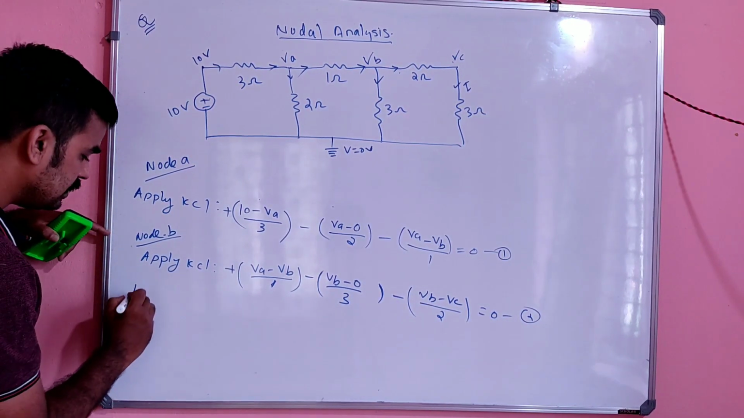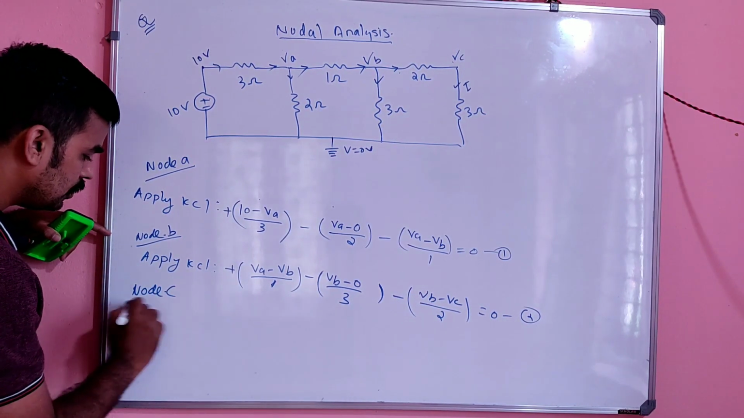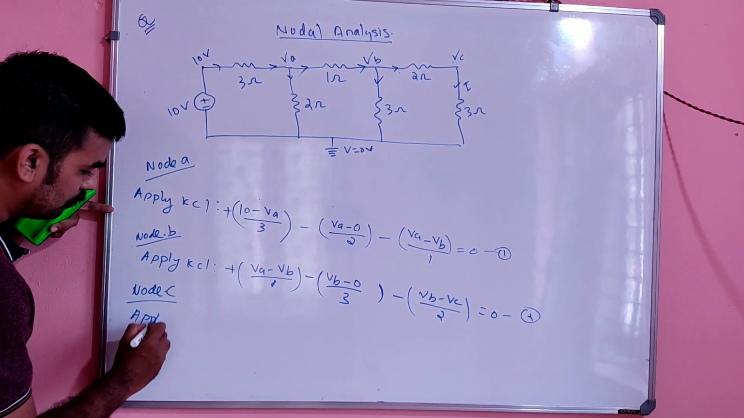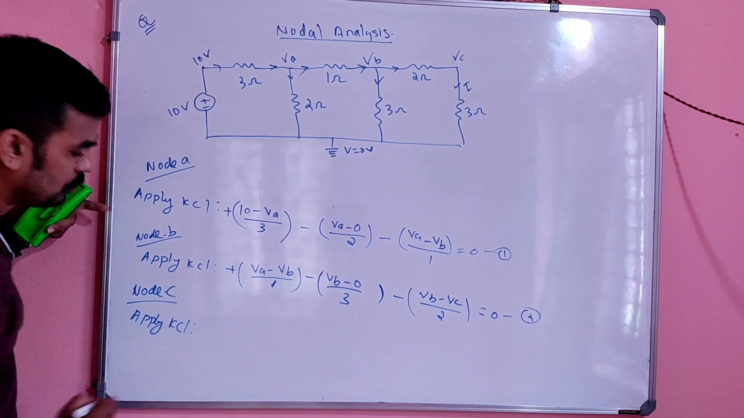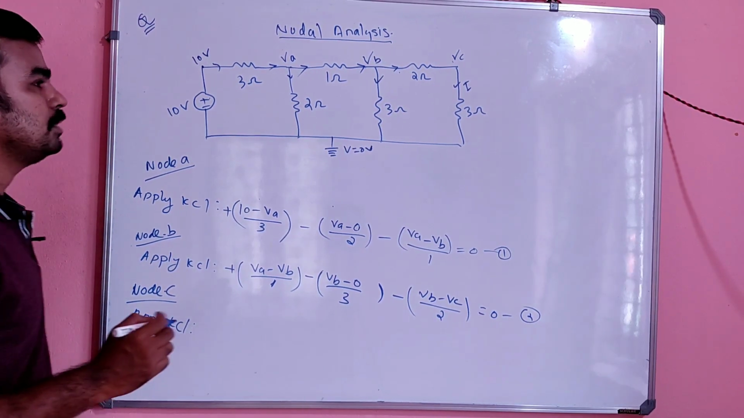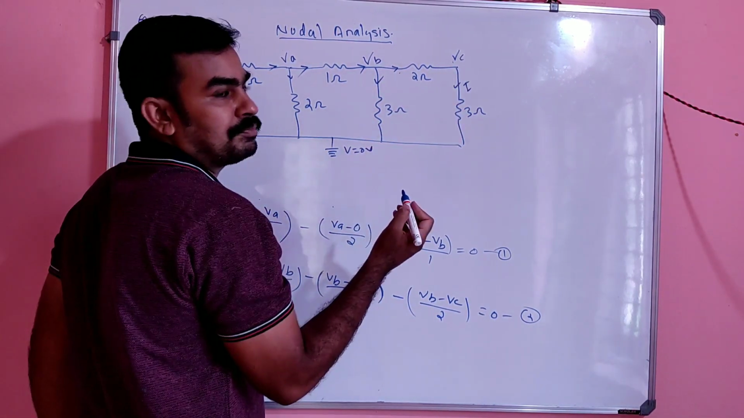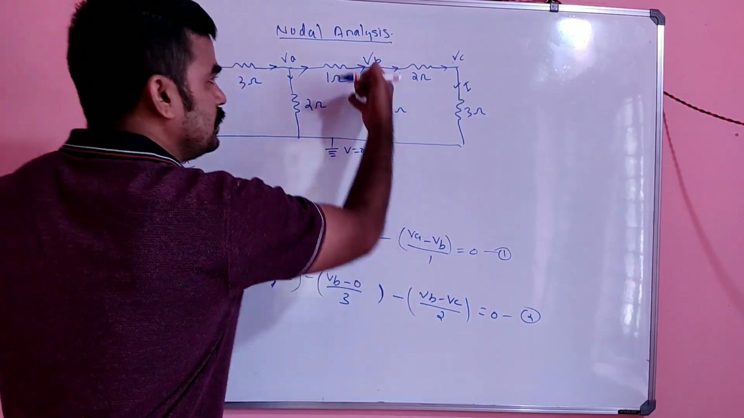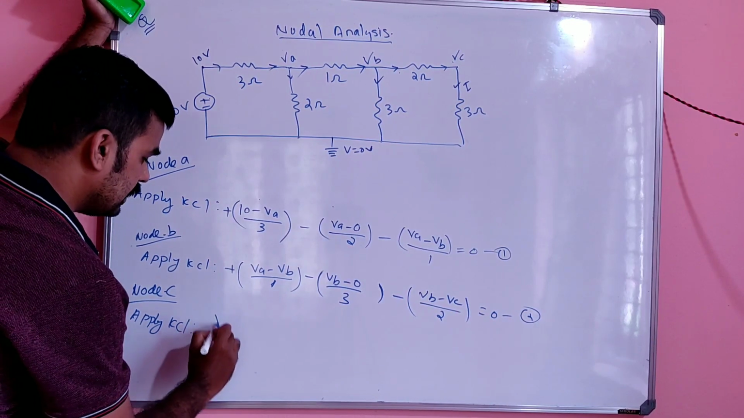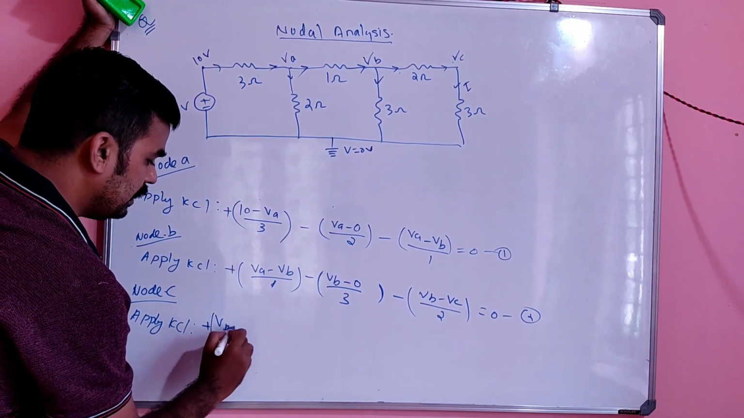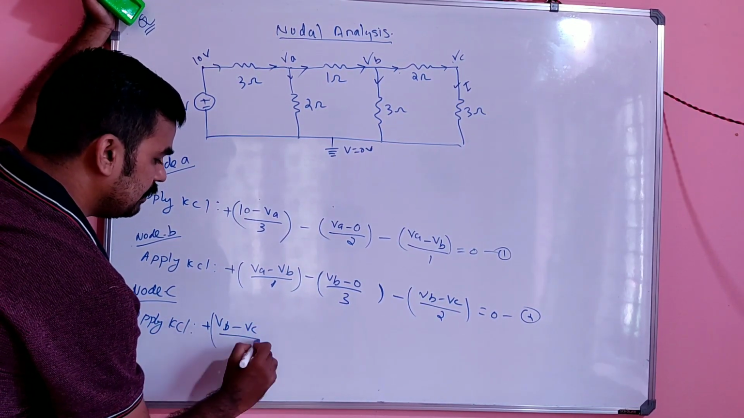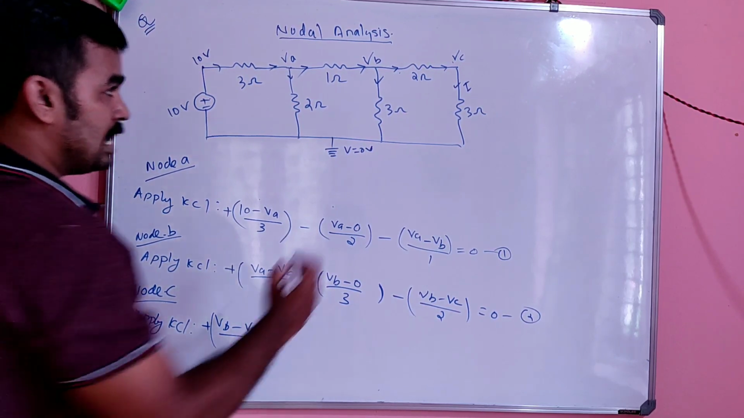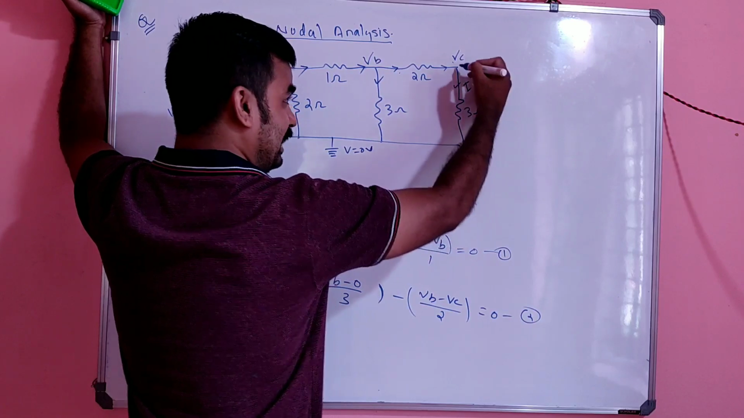And considering node C, apply KCL again at node C. What do I get? See this case. Again there is one incoming current, which is from VB, so I can write it as plus VB minus VC divided by 2, and there is one outgoing current. It is simply what?